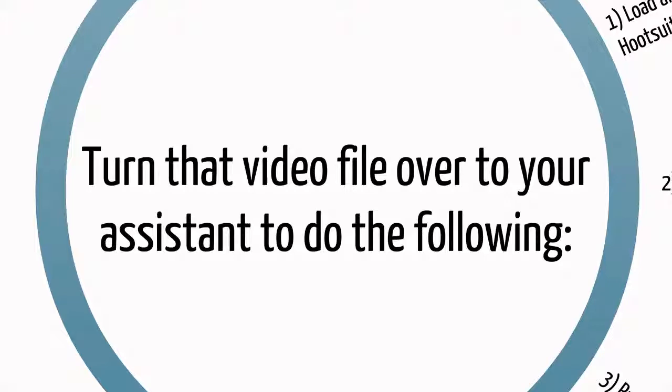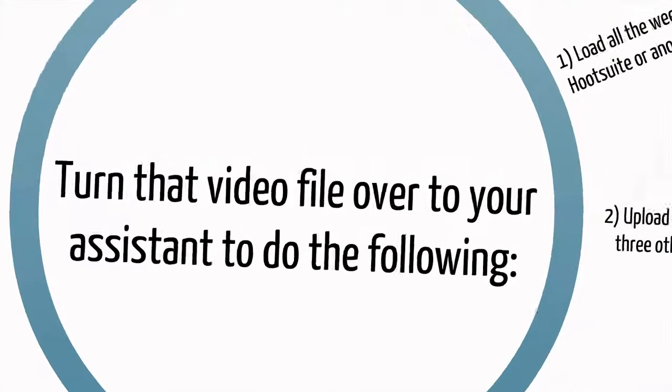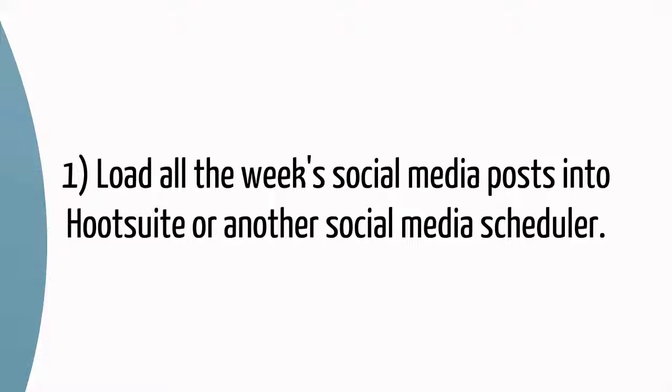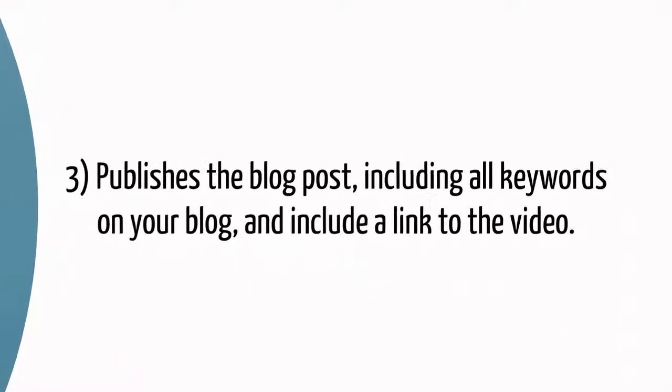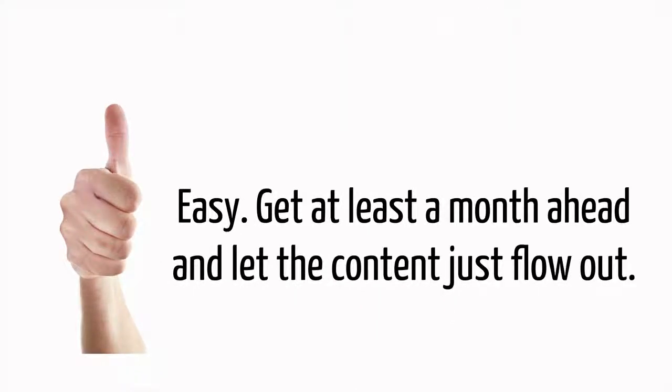Finally, turn that video file back over to your assistant, and he will do the following. So he will load all the week's social media posts into Hootsuite or another social media scheduler, and he came up with those earlier. And then she will upload the video to YouTube and 3 other video sharing sites. And then finally, she'll publish the blog post, including all keywords on your blog, and include a link back to the video. That is easy. That is how you can get at least a month ahead and just let the content flow out.